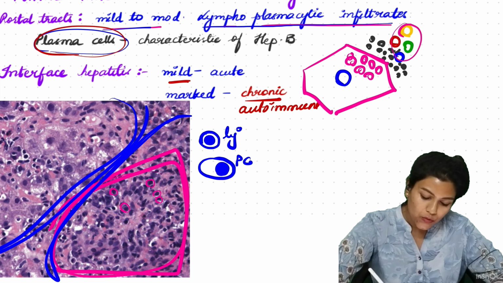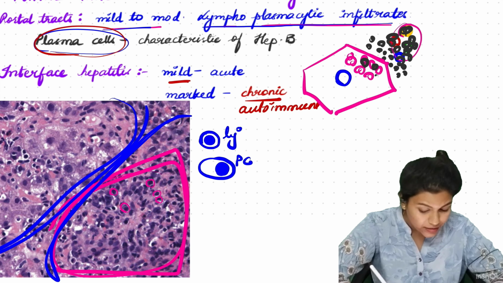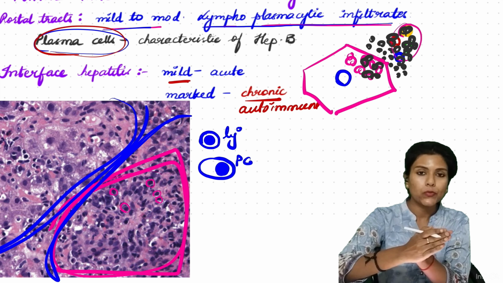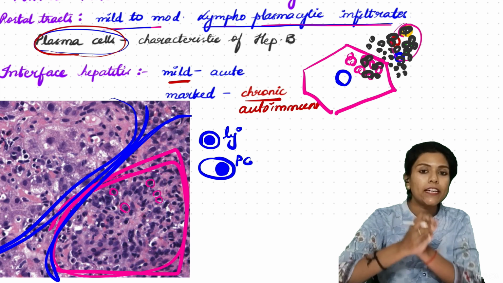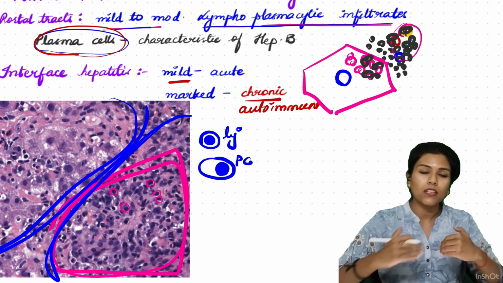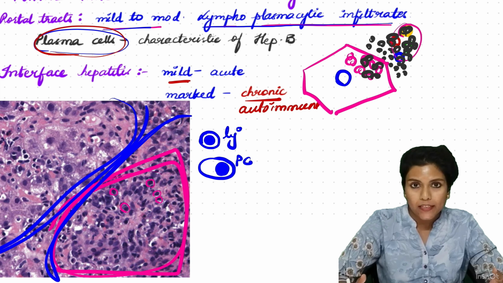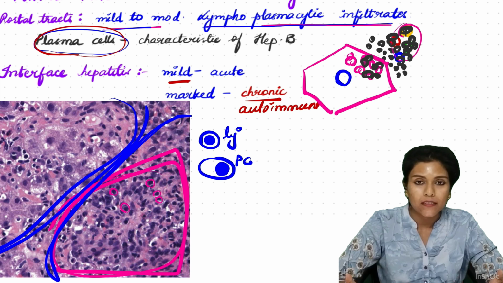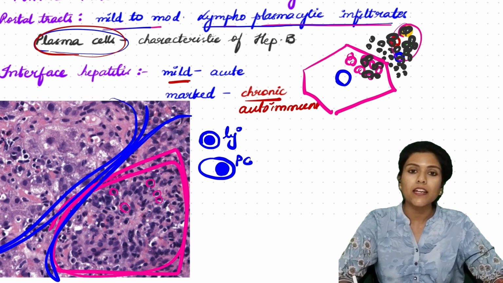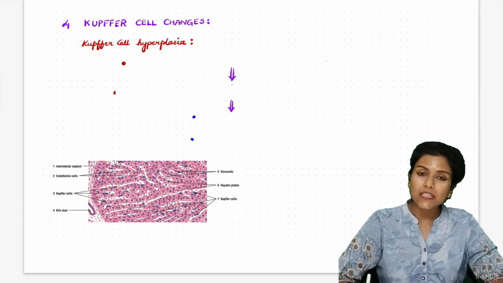Also, it may get obscured over this portal tract. It may be infiltrating into the hepatocytes of the lobule. So mainly it is present at the junction between this lobule and the portal tract. It can be so severe that it may be infiltrating into the portal tract and into the hepatocytes of the lobule. This is called interface hepatitis. Interface hepatitis is mild in acute hepatitis; it is more marked, more characteristic of autoimmune hepatitis and chronic hepatitis. Coming to the next part, Kupffer cell changes.